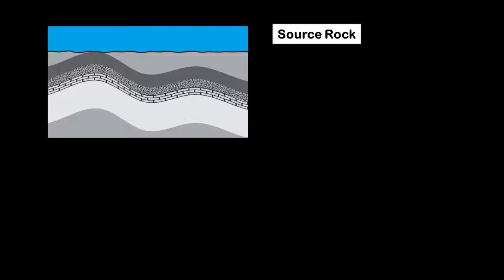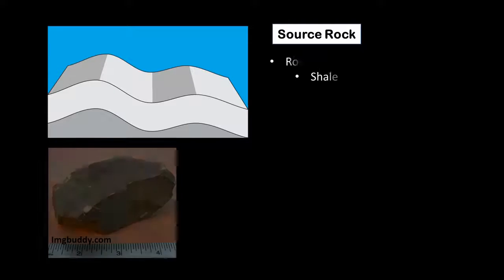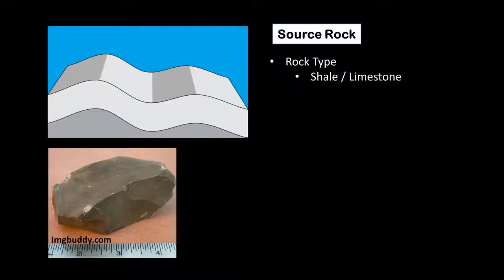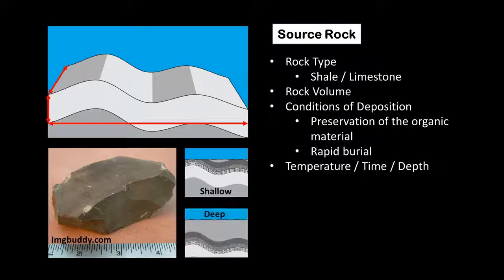The source rock or kitchen is where the hydrocarbons are cooked. We want to know the rock type itself, perhaps a shale or a limestone, the rock volume, so we can estimate how much hydrocarbons may have been generated, the conditions of deposition, whether or not the organic material was preserved in an airless environment by being buried rapidly, the depth of burial, to understand the temperature at which the hydrocarbons were cooked, and the time they were deposited, and the original organic content.